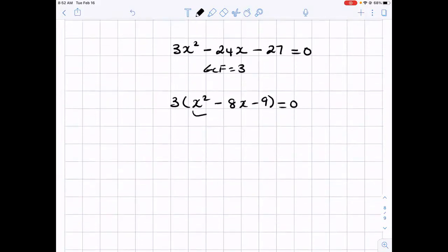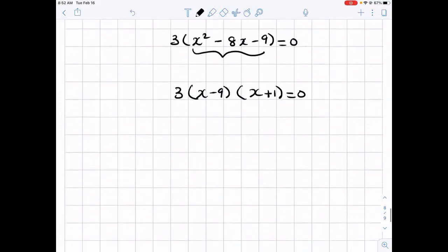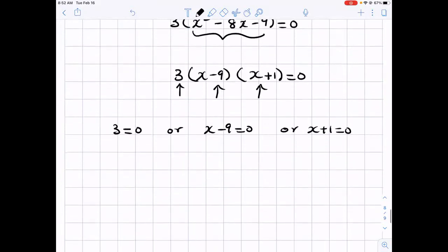And if we factor the inside here, we have x minus 9 times x plus 1. So now we have the factors. We solve here, we have 3 factors. So 3 is equal to 0, or x minus 9 is equal to 0, or x plus 1 is equal to 0. Now, obviously, 3 cannot be equal to 0, right? So this is no good. 3 cannot be equal to 0.